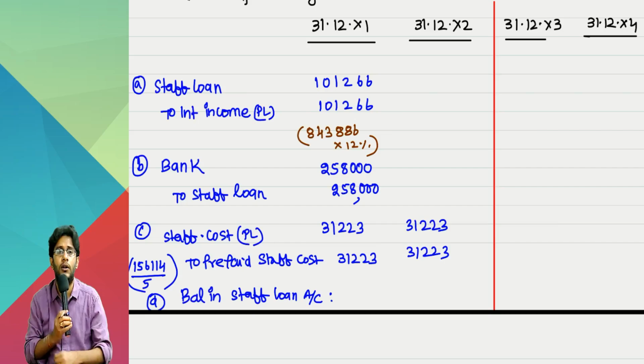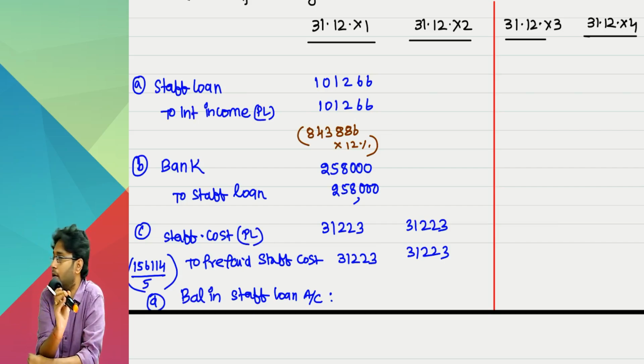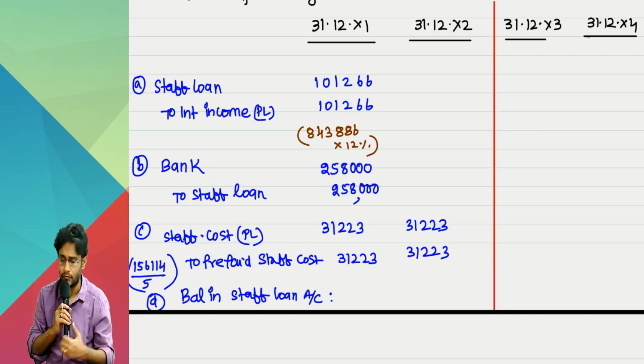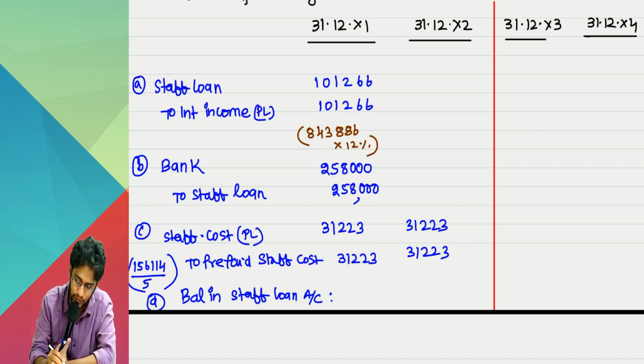So staff loan ka balance at the end of first year. Why are we interested in that? If you don't know the closing balance of the financial asset of first year, second year on what amount will you calculate interest cost? Work out and tell me. 843,886 opening balance plus 101,266 minus 258,000.